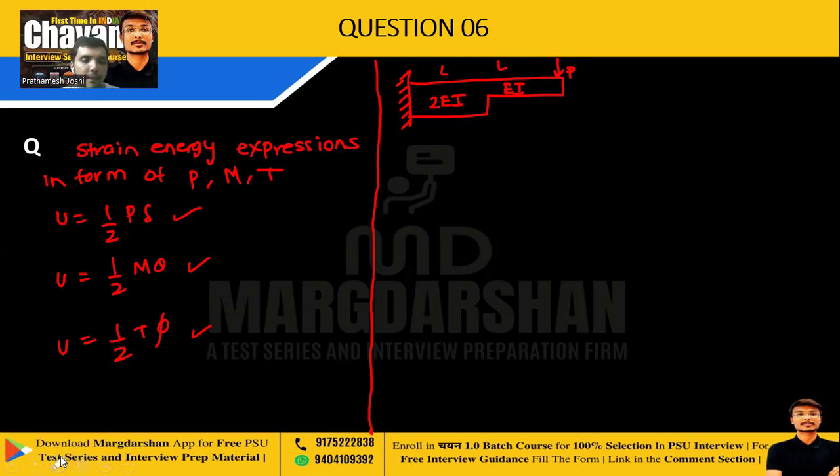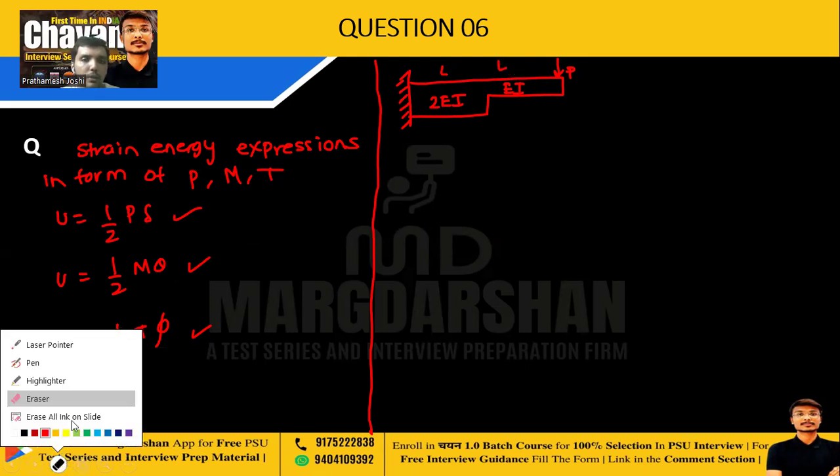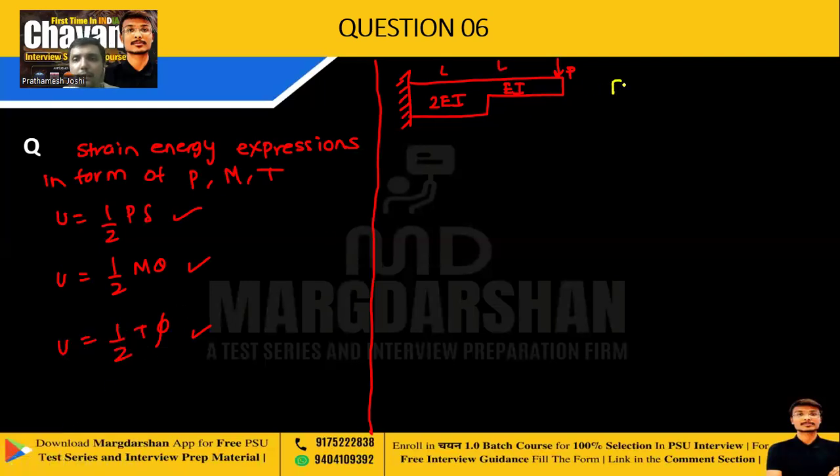Okay. So now find delta. Let's say A, B, and C. Delta A is equal to... They may ask you to derive this with the use of any of three equations.